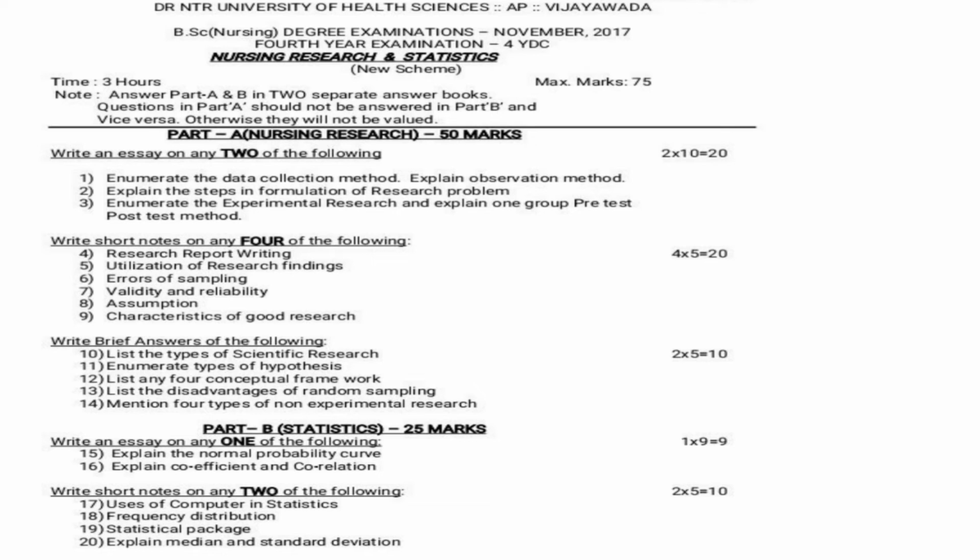Next, part B, statistics question paper, 25 marks. Essay question is 15th, explain the normal probability curve. 16th question, explain coefficient and correlation. Next, write short notes on any 2 of the following. 17th question, uses of computer in statistics.